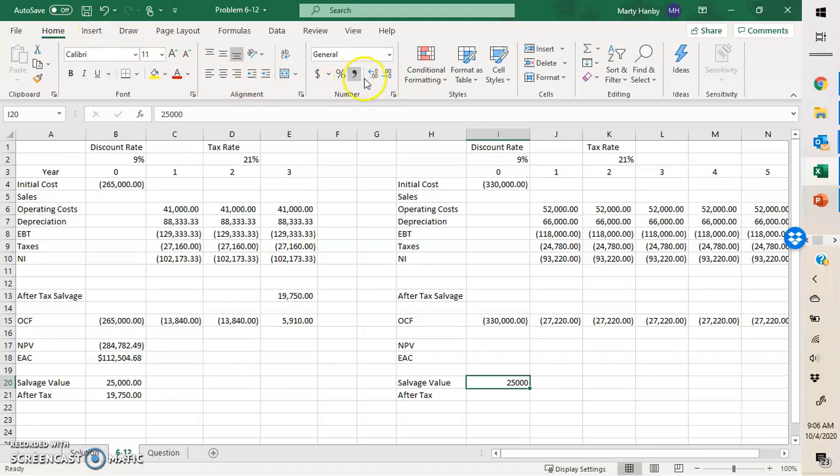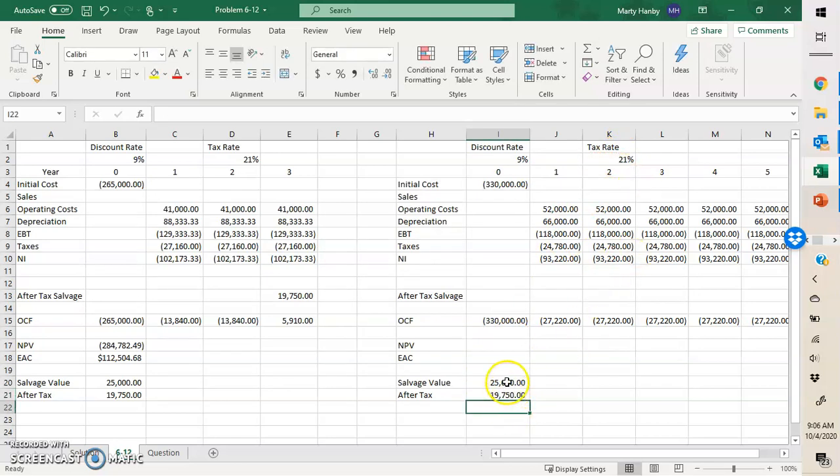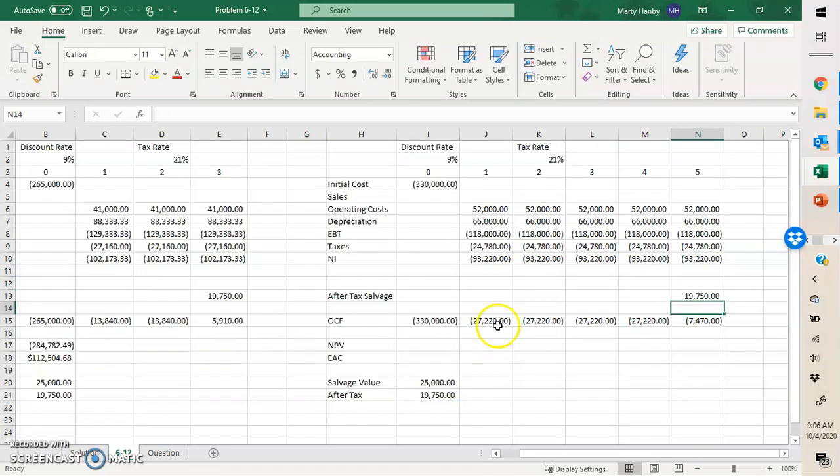I've already calculated salvage value, but I can do it again over here. Equals the 25,000 times 1 minus the tax rate. This gives you the value that you're going to receive, because you're going to owe that difference. The 25,000 minus the 19,750 is going to be the actual taxes that you would pay on that, because you fully depreciated this piece of equipment.